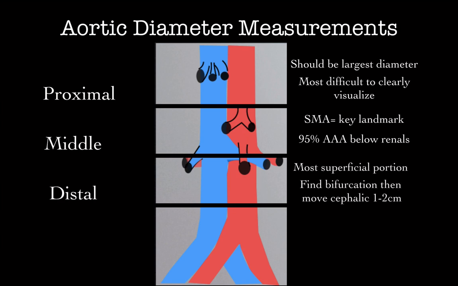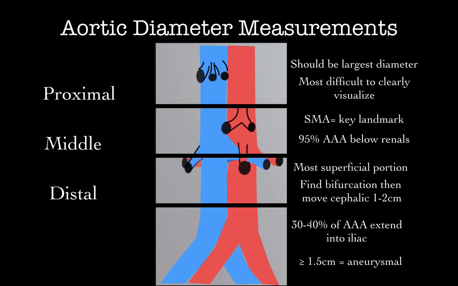Now, of all of these, the distal measurement is the most important because most aneurysms occur in the distal segment of the aorta, near the bifurcation. So if you can't image the entire aorta, the distal segment is the most important.